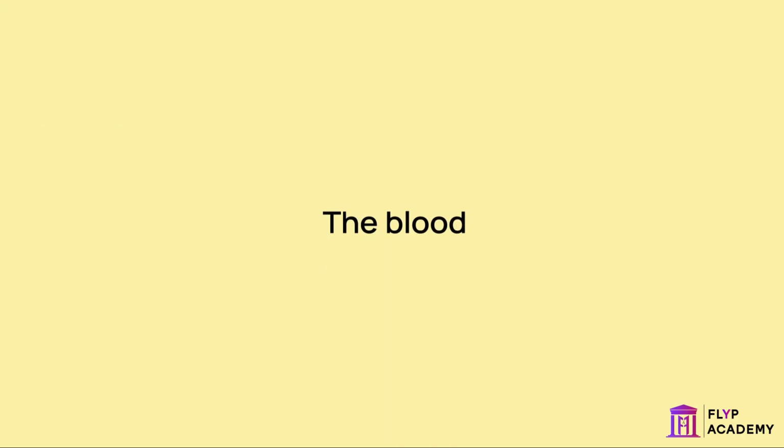The blood is a very important tissue in the body. It is made up of several different types of cell. The main function of the blood is to transport substances around the body. These substances include oxygen, glucose, hormones, and waste products.